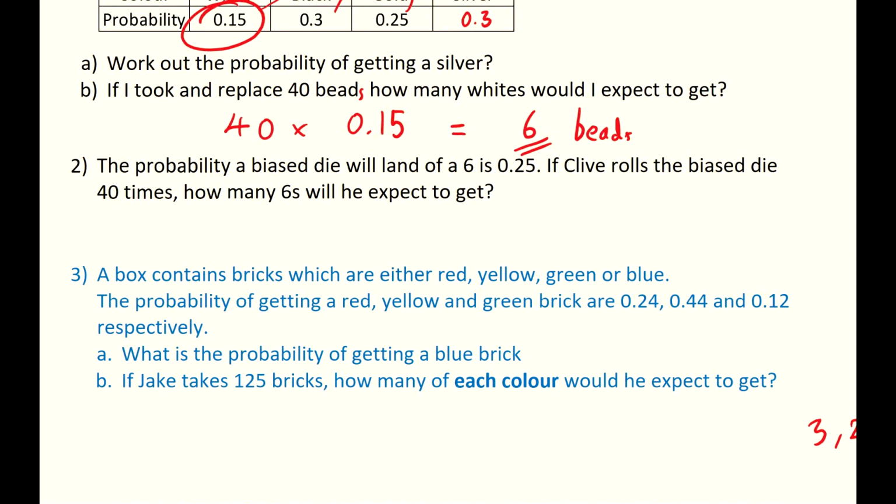Question 2, probability of a biased dice will land on a 6 is 0.25. Clive rolls the biased dice 40 times. How many 6s would he expect to get? Really straightforward. I roll it 40 times. Odds of each 6 is 0.25. Times together, work it out. You're going to find out he would expect to get 10 6s.